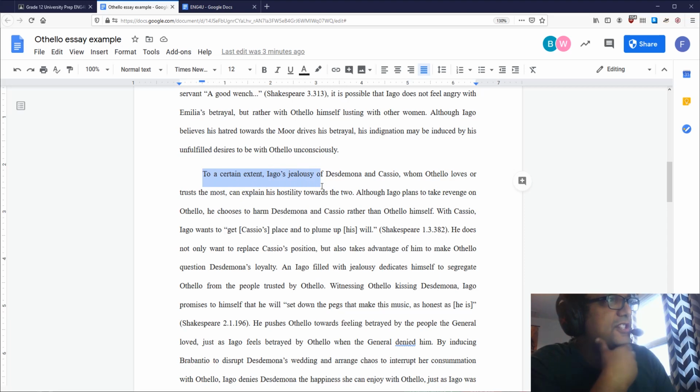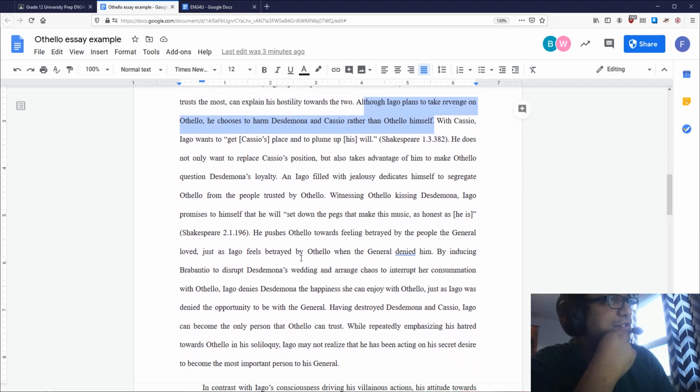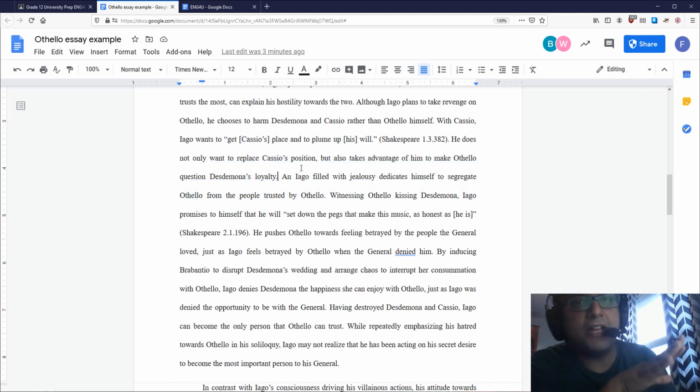Second paragraph. To a certain extent, Iago's jealousy of Desdemona and Cassio, whom Othello loves or trusts the most, can explain his hostility towards the two. Although Iago plans to take revenge on Othello, he chooses to harm Desdemona and Cassio rather than Othello himself. With Cassio, Iago wants to get Cassio's place and to plume up his will. He does not only want to replace Cassio's position, but also wants to take advantage of him to make Othello question Desdemona's loyalty, right? So let me again point out the way this person is using quotes.